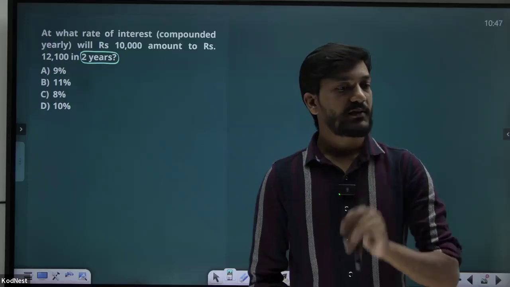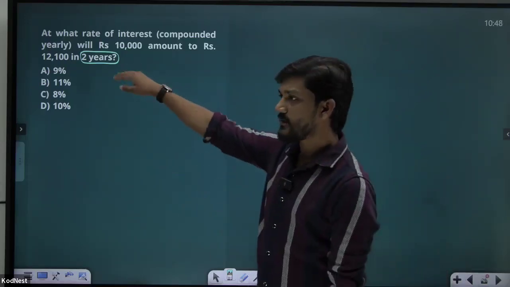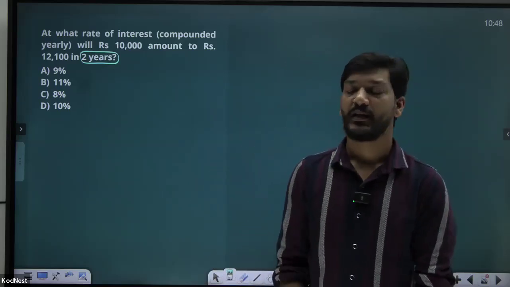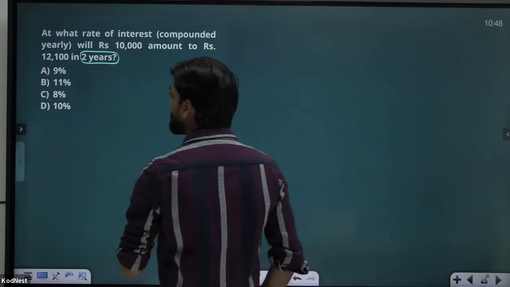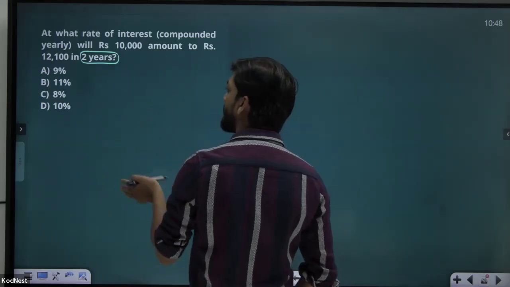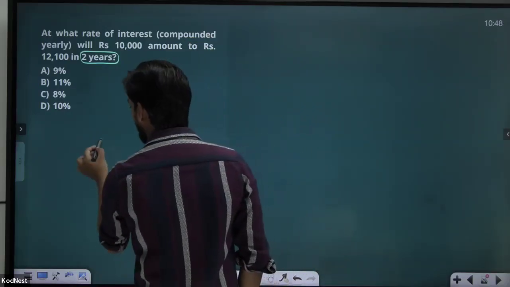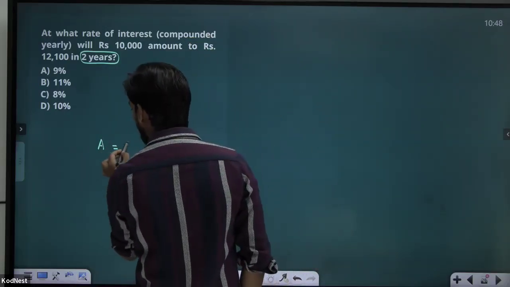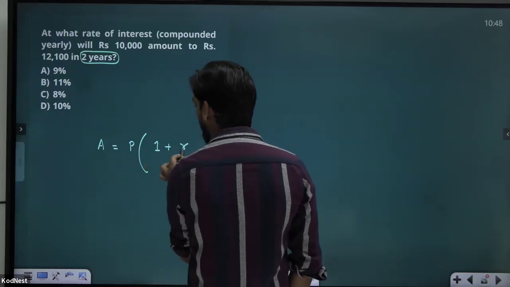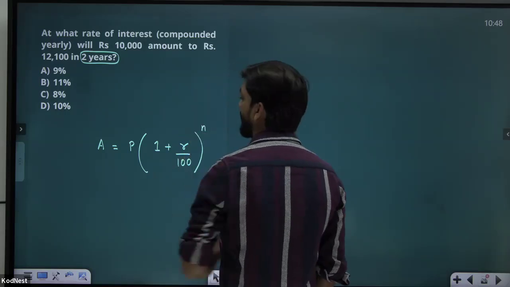Because power is there in the formula, most of the time you will see 2 years or at max 3 years. Right now we have 2 years, because the person who designs the question knows the calculation will be difficult if he takes 4, 5, 6 years. So amount equals principal, 1 plus r by 100 to the power n.